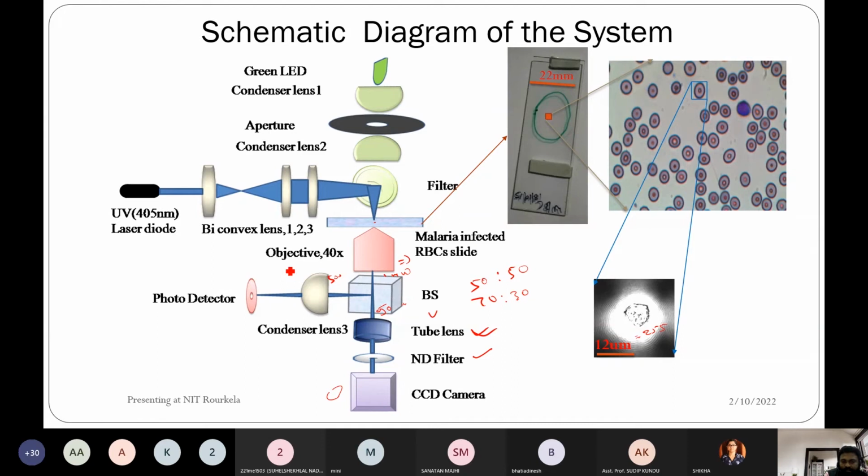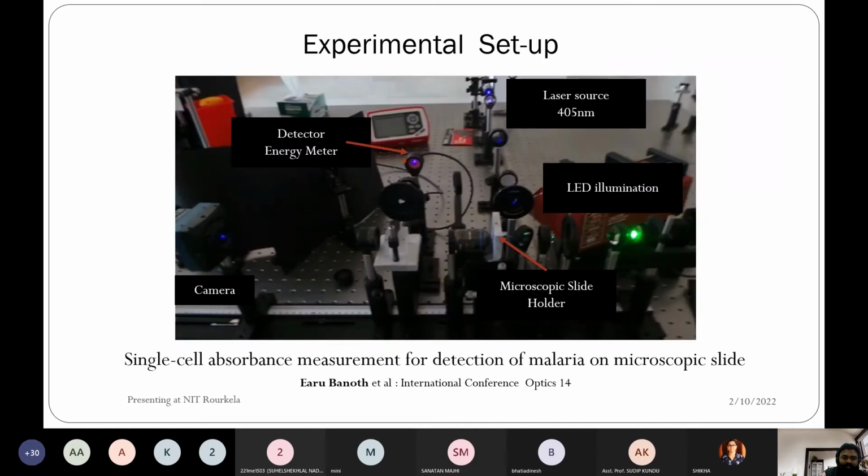And of course initially, when we were developing, different types of problems arose in between, and we were unable to find the cell. But later we fixed those problems, and we successfully imaged single cells and their absorption properties. So you can see here the experimental setup which we developed.